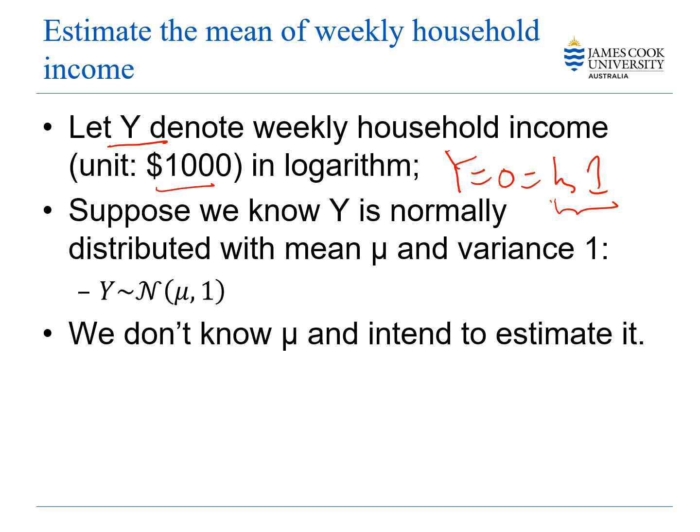Let's further suppose that we know Y is normally distributed, which means that weekly household income is log-normally distributed, with mean mu, which we don't know but we know there is a mean, and variance 1. We assume that we know the variance. Or we can write Y is distributed as a normal distribution with mean mu, variance 1. We don't know what the mean mu is, and we want to estimate it. That's our task.